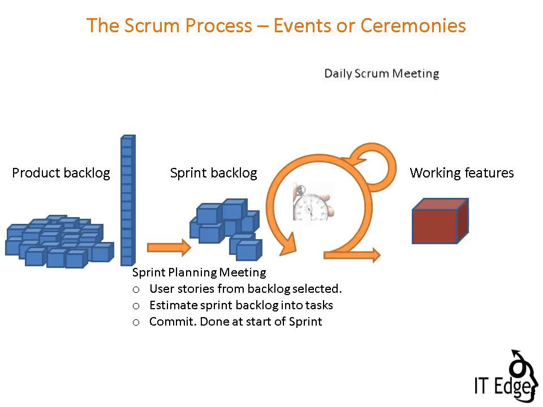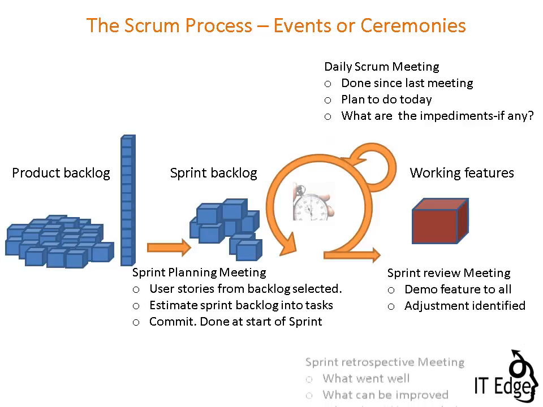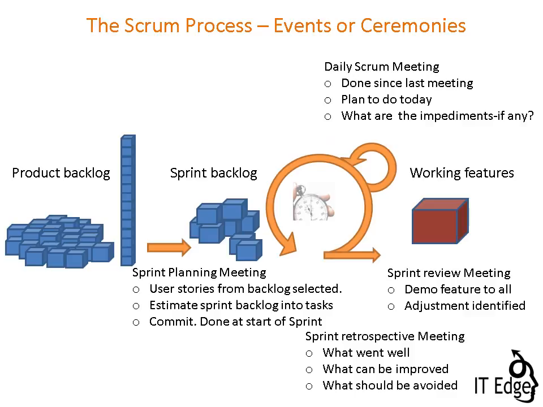The second event, called the Daily Scrum, takes place where the team discusses what has been done since last meeting, what the plan is to do today, and what the impediments are, if any. This event happens during the sprint. The sprint ends with the sprint review and retrospective meetings.